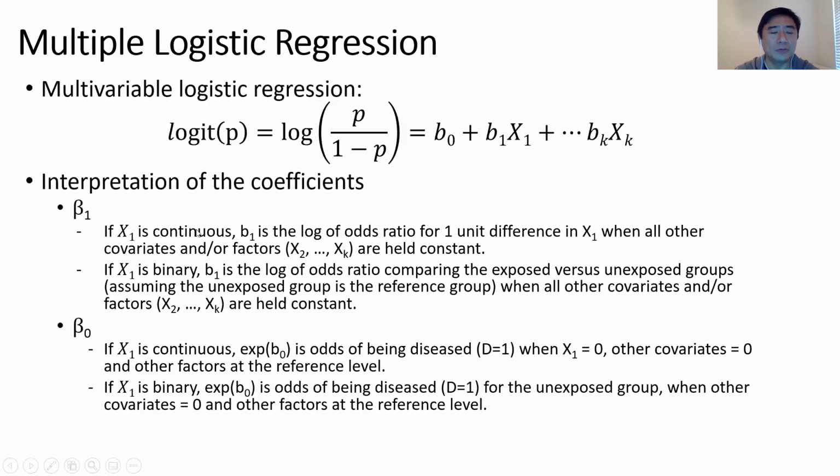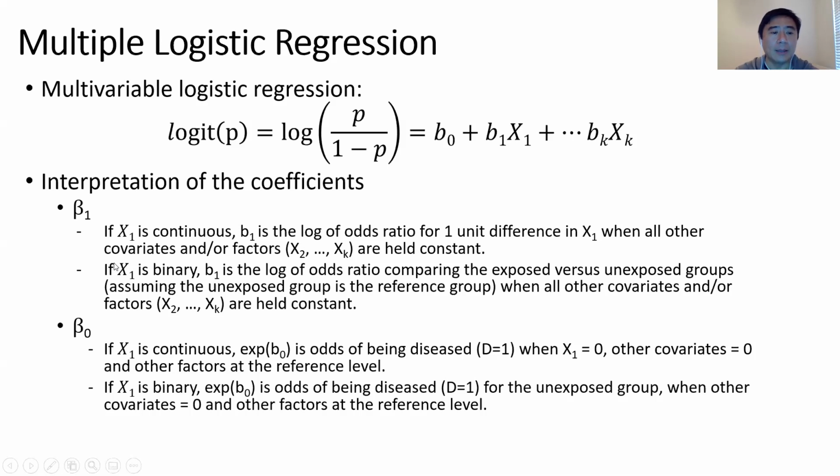Again, I divide this into two different situations. If your x1 is a continuous variable, the estimated beta B1 is the log of odds ratio for 1 unit difference in x1, that's the exposure, when the other covariates or factors from x2 to xk are held constant. So here you have to say that because you adjust for the variables from x2 to xk, after adjusting for these variables, the beta 1 or B1 is interpreted as the adjusted log of odds ratio, or the exponential of your B1 will be the adjusted odds ratio.